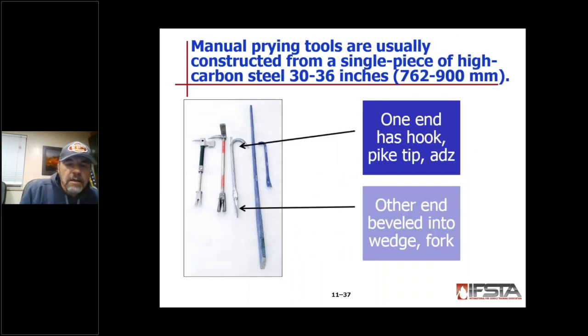Manual prying tools are typically a single piece of high carbon steel. Most of the Halligans are between 30 and 36 inches. Most of ours are around the 30-inch size. Other prying tools have different shapes. There's a whole slew of different types of hooks, New York hooks and Cleveland hooks, and practically every large city has come up with their own that they think is best, with the best size and the best features on it.